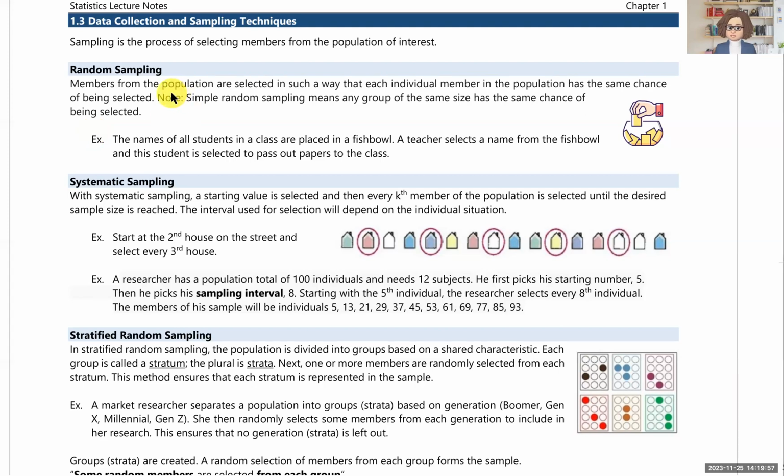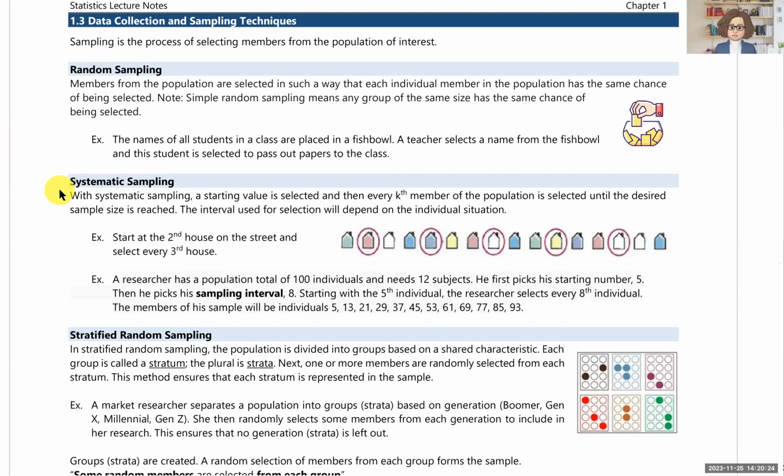I made a note here that simple random sampling means that any group of the same size would have the same chance of being selected. So perhaps rather than picking one student's name, you would pick 3 students' names. So any group of 3 would have the same chance of being selected. So we'll be sticking just with random moving forward here as we identify techniques. So each individual has the same chance of being selected.